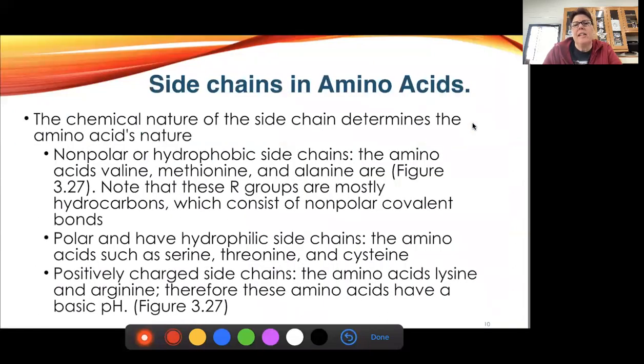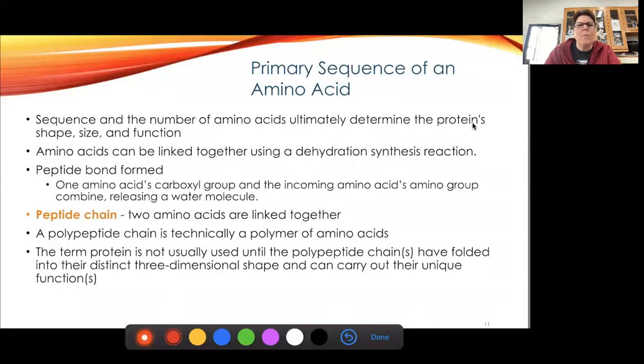The chemical nature of the side chain determines the amino acid's nature, its structure, its function. Like I said, we've got the nonpolar or hydrophobic side chains. These are mostly hydrocarbons that have those nonpolar covalent bonds. I already talked about the polar. They are hydrophilic, water-loving. Our positive charge will also be polar, water-loving. Our positive will tend to have a basic pH.